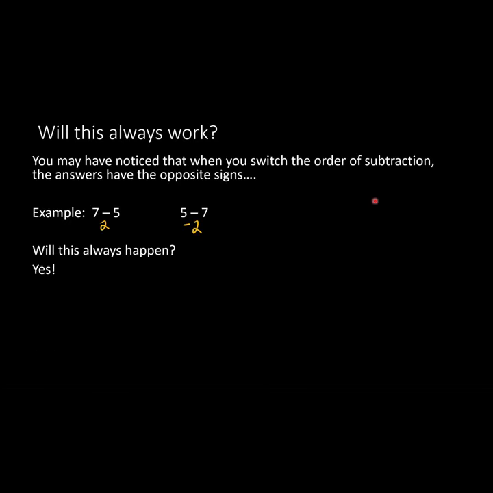Now the question becomes one of proof. How can we be sure it will always happen and that we're just not really lucky picking our examples? Well, here we go. This is a pretty elementary proof here.